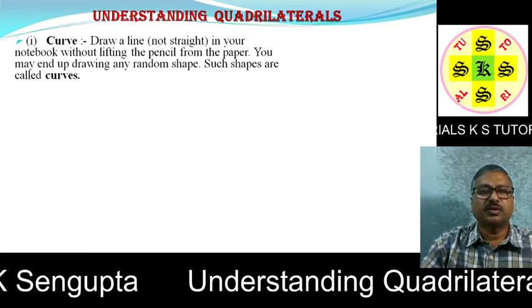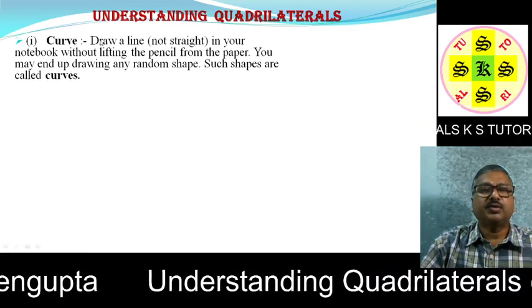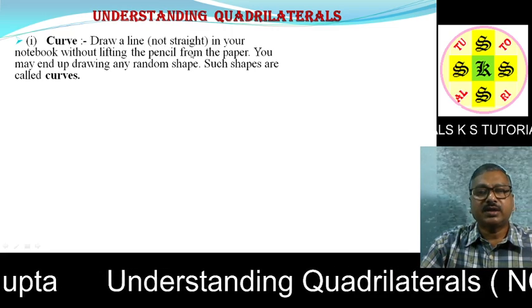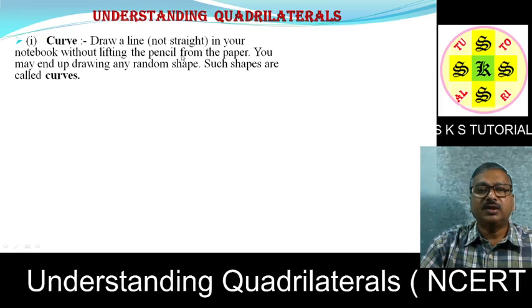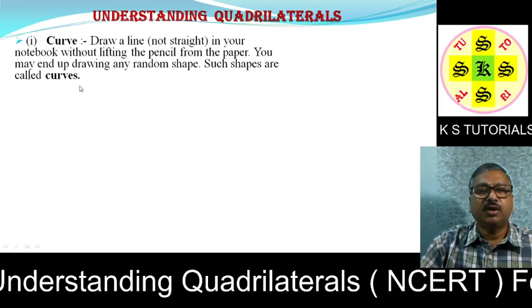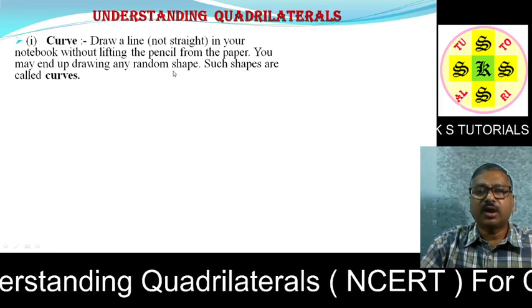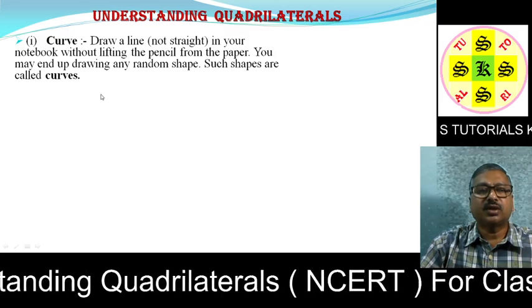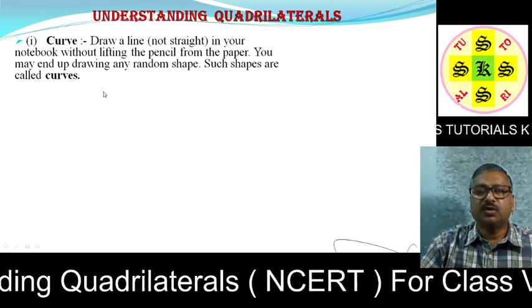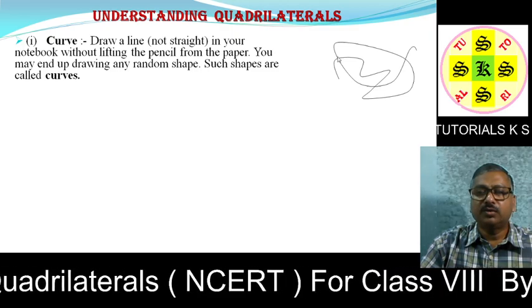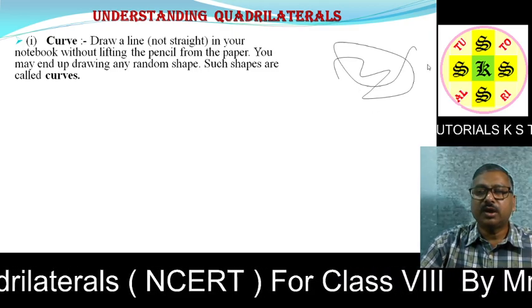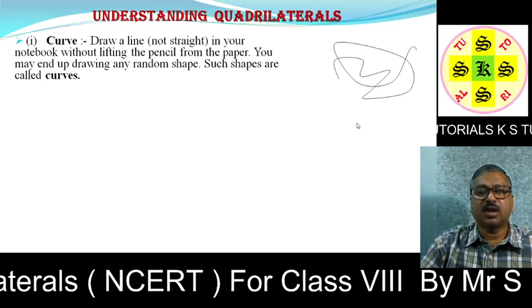What is curve? So the definition is: draw a line, not straight, in your notebook without lifting the pencil from the paper. You may end up the drawing at random shape. Such shapes are called curve. So see, this is the figure. If you start here without lifting your pencil, if you draw any random shape, this is known as curve.